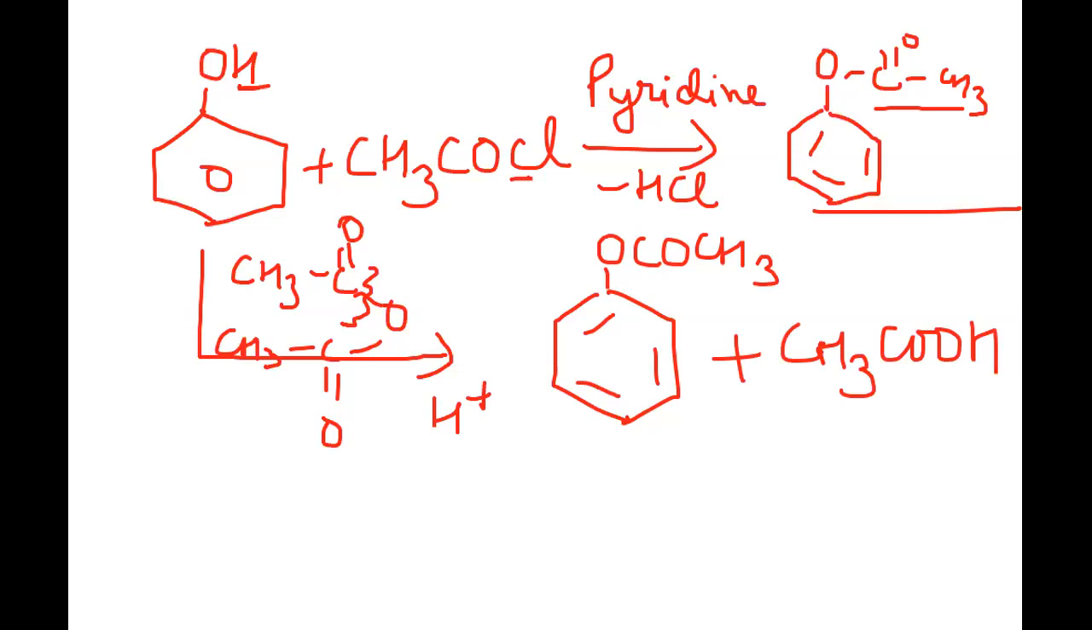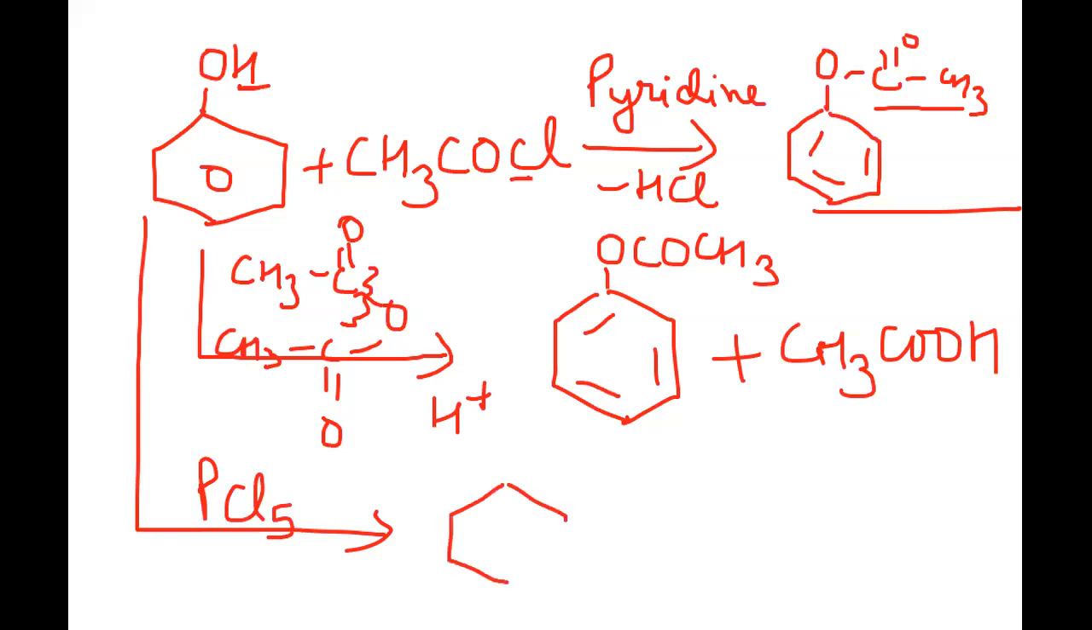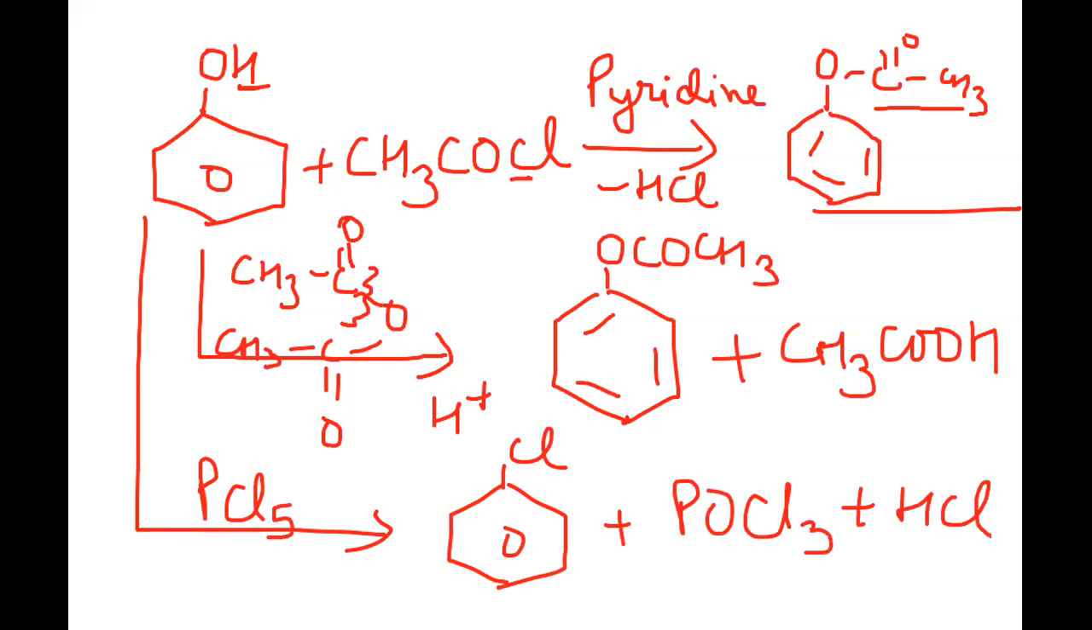And we know that very easily. I will take the PCl5 here only. PCl5 is a very good reagent to replace the OH group. So actually you will get a chlorobenzene, that is a Cl, and of course POCl3 is formed, and of course HCl will be given out. So this is the reaction with PCl5.